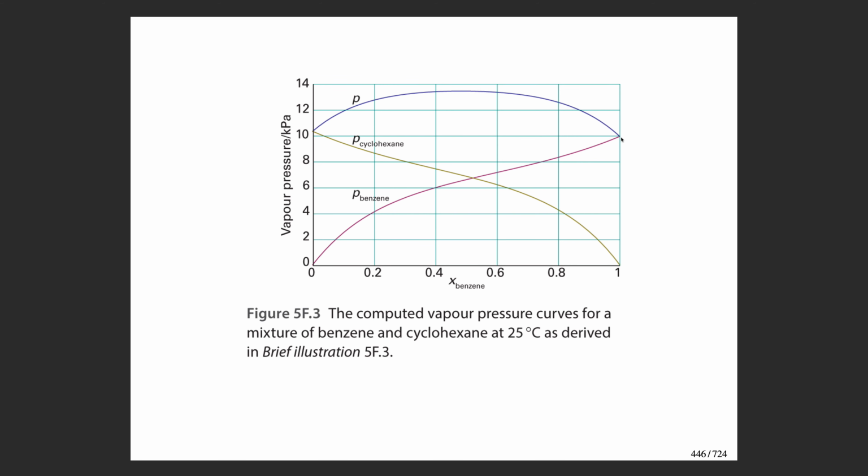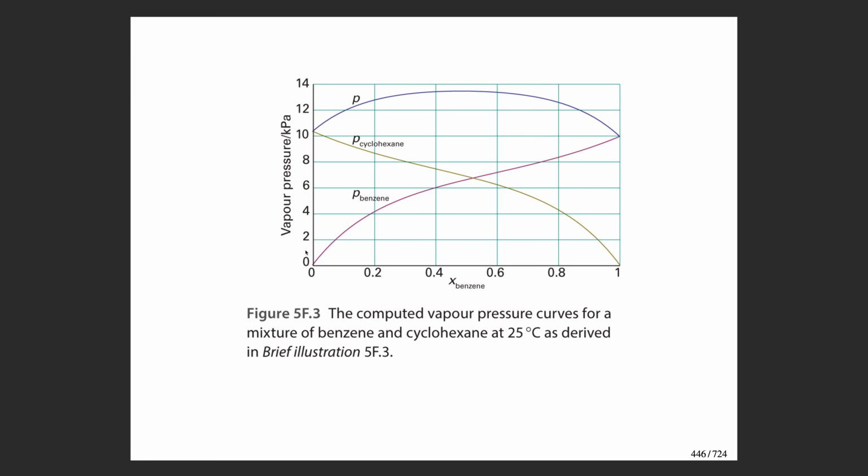In fact, this value right here would be the vapor pressure of pure benzene. This would be the vapor pressure of pure cyclohexane. And then the blue curve here is the total of the two. Literally just taking this curve and adding it to that curve will give you the total vapor pressure.